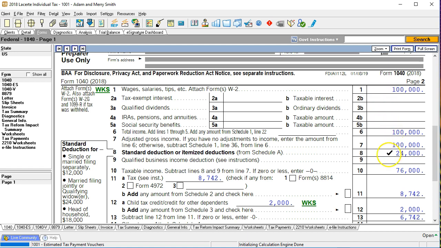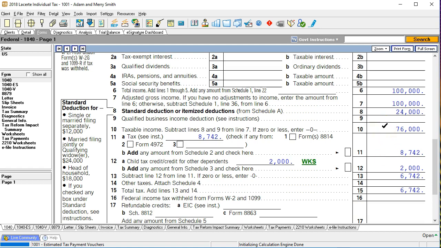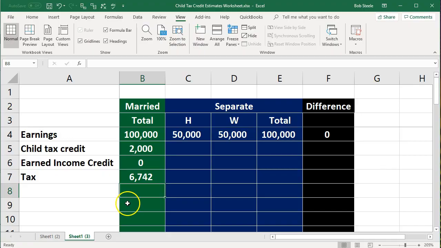And that means that there's a standard deduction of the $24,000. So we're just going to take the standard. We're not getting into any complications of the itemized deductions. We're just taking a straight standard deduction here. And that gives us the $76,000 of taxable income. The tax is then calculated at $8,742. And we then have the child tax credit, where what we are focusing in on here is the $2,000 for the one child. I'm going to then put this into our little worksheet so we can follow along with this.